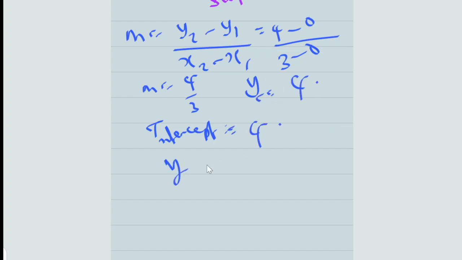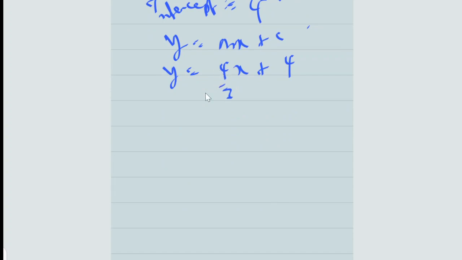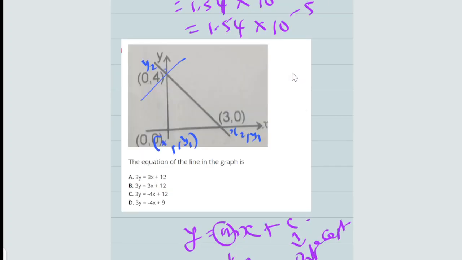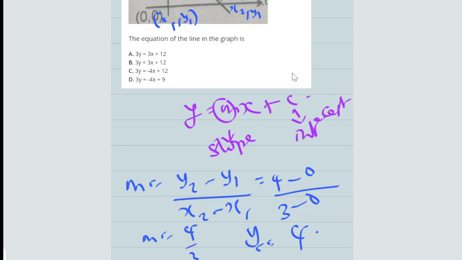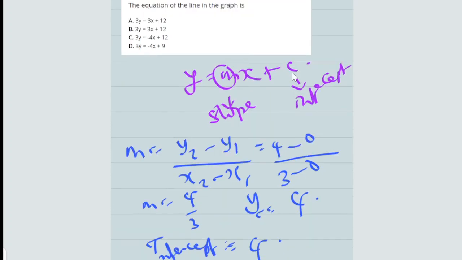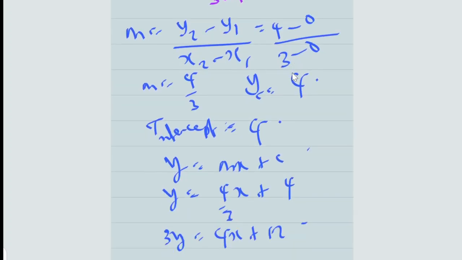So if you now substitute into the equation y is equal to mx plus c, what is your m? y is equal to 4 over 3 x plus 4. Then if you multiply through by 3, I'm going to have 3y is equal to 4x plus 12. 3y is equal to 4x plus 4? I don't know how they have the answer.